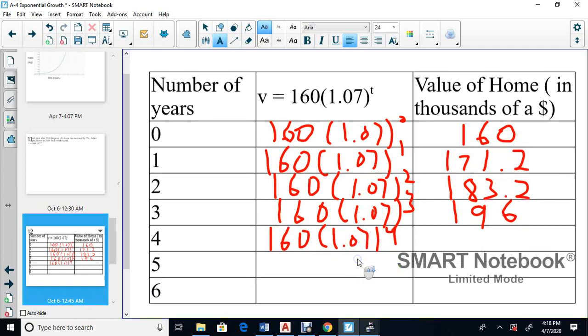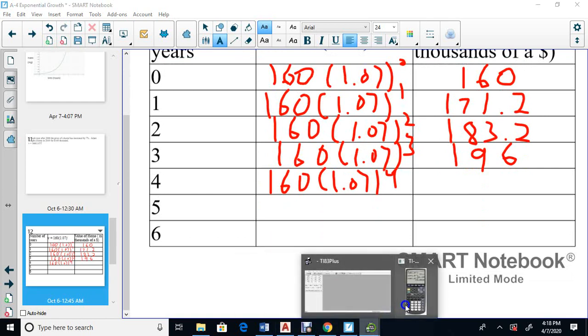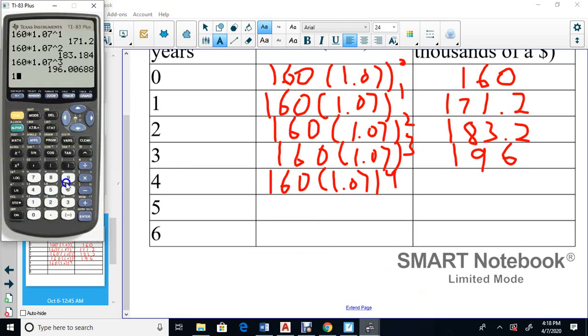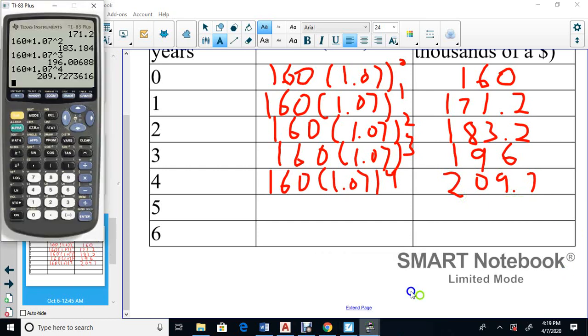Again, we'll just scroll up so you can see everything. Okay, so we'll go back to the calculator, 160 times 1.07 to the exponent 4, 209.7. So 209.7. We'll go back to the calculator again here.